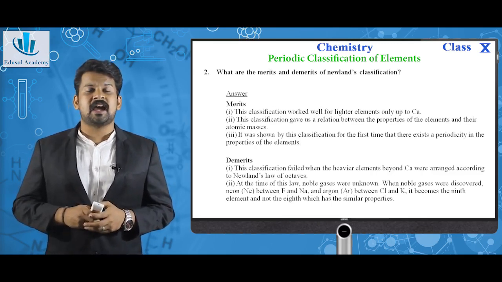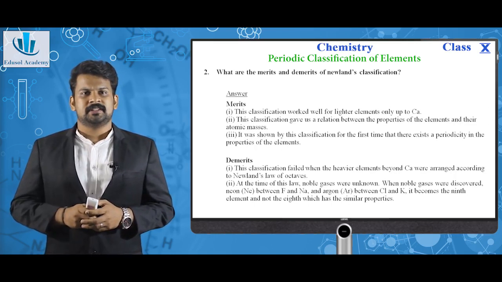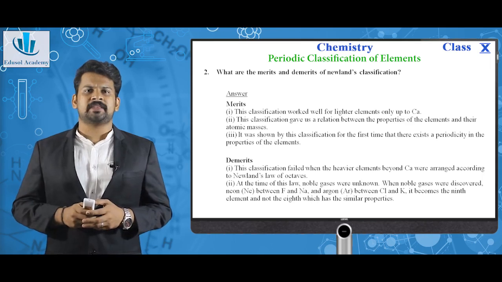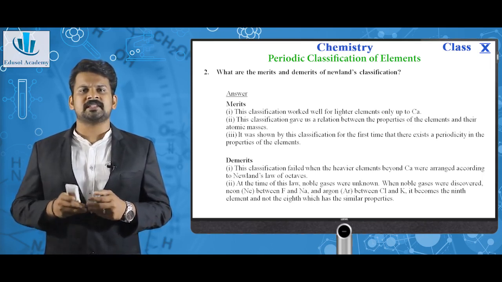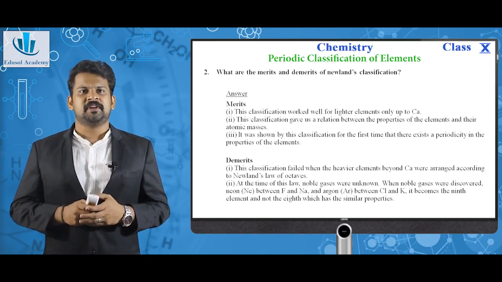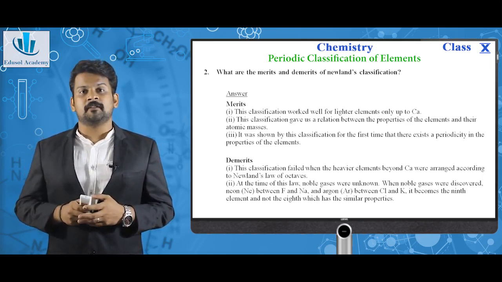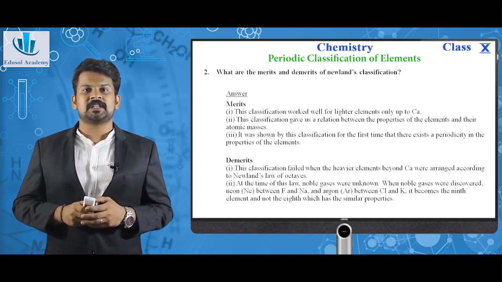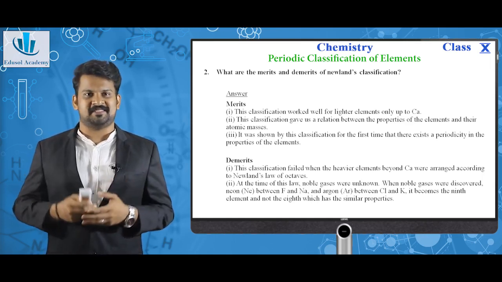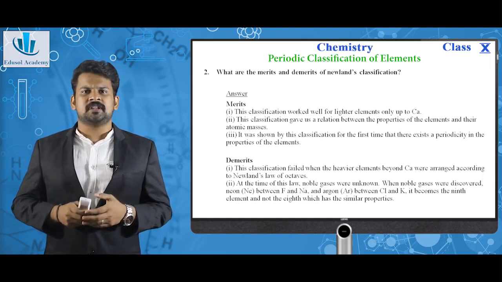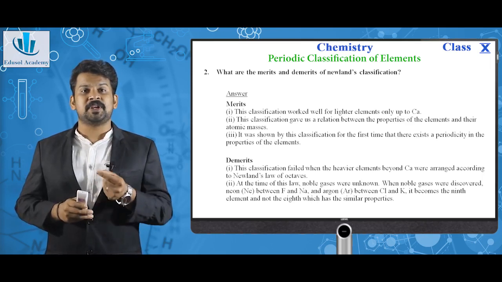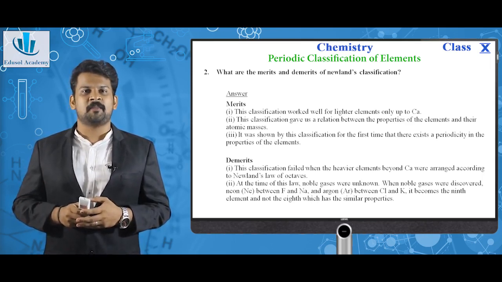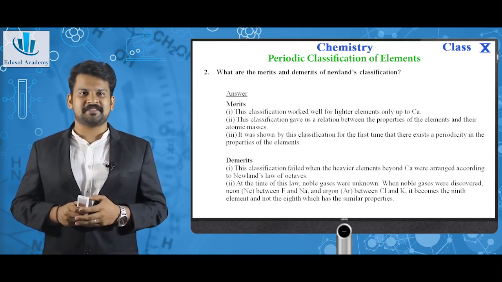Next, what are the merits and demerits of Newland's classification? As we have studied, Newland's classification is called the law of octaves. It showed that every 8th element showed a property similar to the first element. The merit was its classification worked well for lighter elements, but only up to calcium. It gave a relation between the properties of elements and their atomic masses. By his classification, it was shown for the first time that there exists a periodicity in the properties of elements, which means a recurrence. These three were the main merits of Newland's law of octaves.